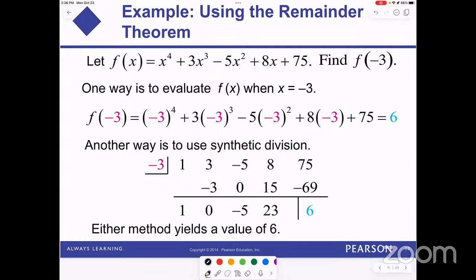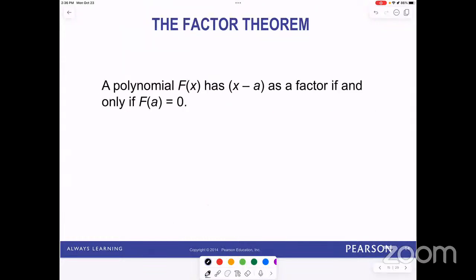Okay. So then we have the factor theorem. We say a polynomial f of x has x minus a as a factor if and only if its remainder is 0, right? When we evaluate f of a, we get 0. If we apply the remainder theorem, that's basically saying that its remainder is 0. So we say that x minus a is a factor of our polynomial if the remainder is 0.